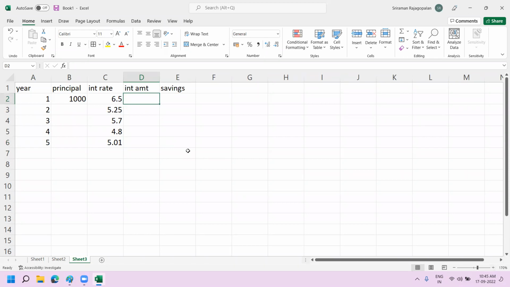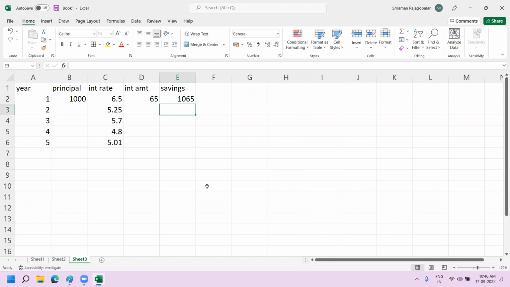So what is my interest amount at the end of the first year? So that is going to be on 100 multiplied by the rate. And what is my total saving at the end of the first year? That is going to be principal plus the interest amount. So that is my amount at the end of the first year.